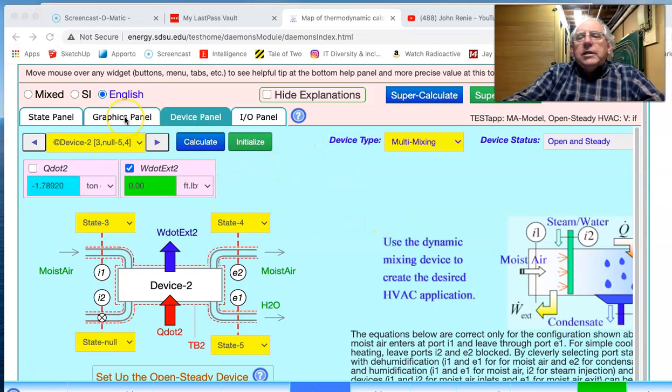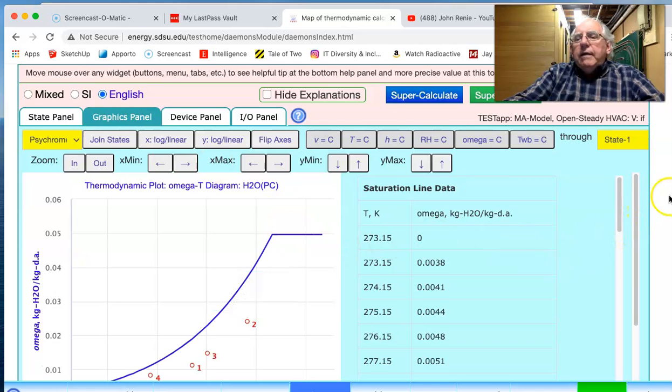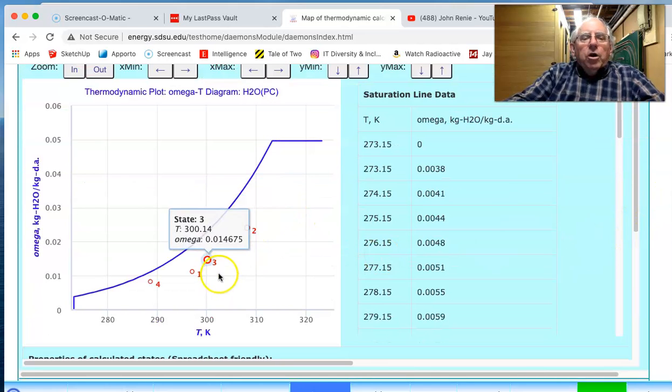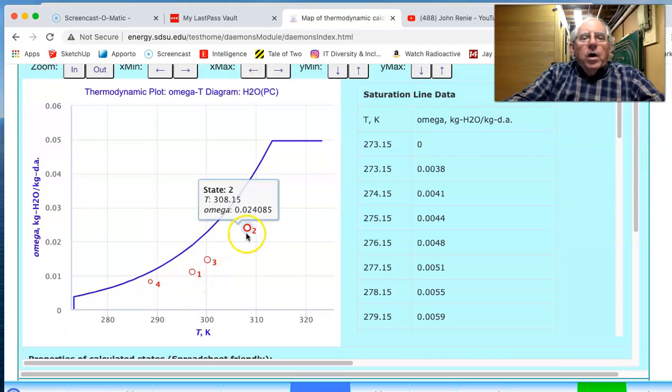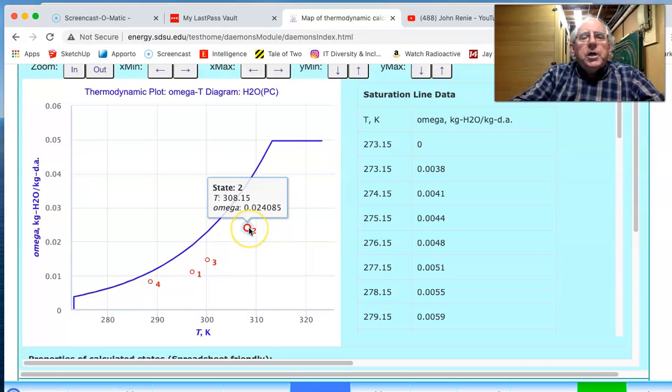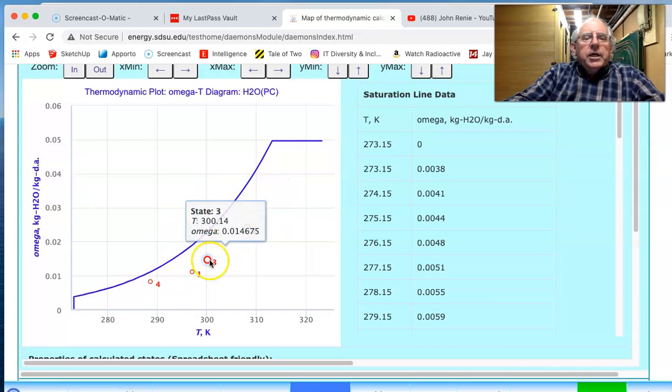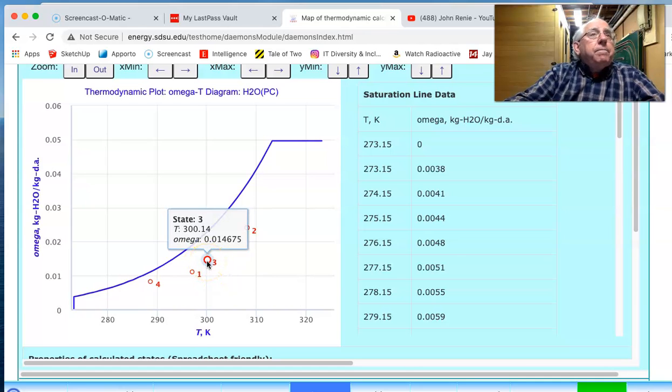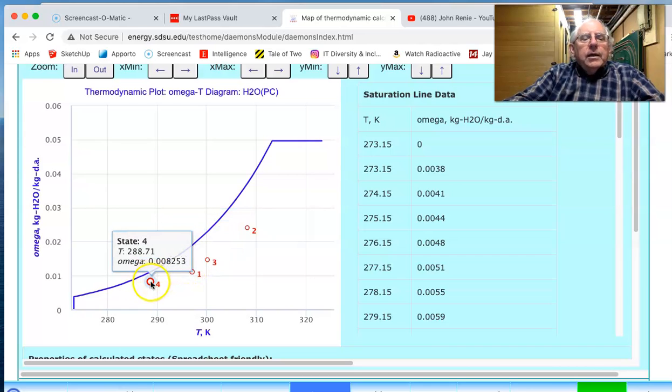If we were to look at this on the graphics panel from the previous solution, we see that we started off with state 1 and state 2. State 1 was the return air, state 2 was the outside air, and they mix together in a certain percentage and form state 3. That state 3 was then sent to a conditioning unit that brought the moist air out to state 4.